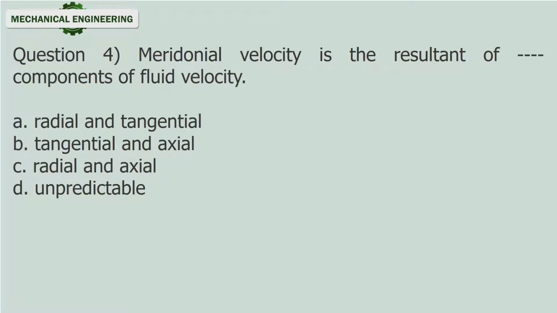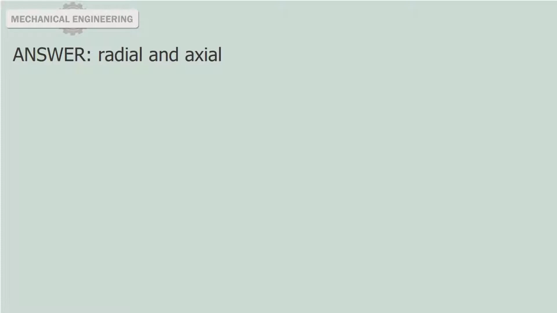Question 4. Meridional velocity is the resultant of, fill in the blank, components of fluid velocity. A. Radial and tangential. B. Tangential and axial. C. Radial and axial. D. Unpredictable. Answer, radial and axial.